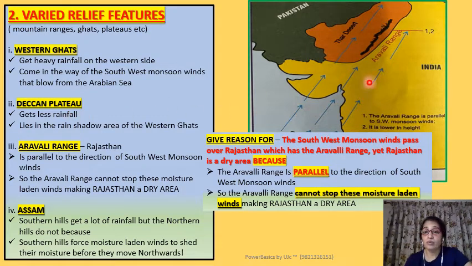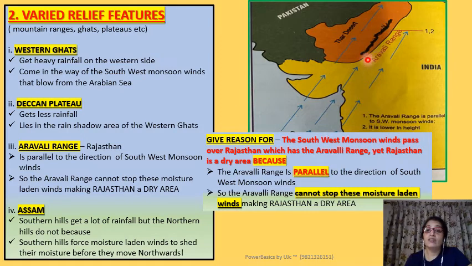The Deccan Plateau gets less rainfall. These are the Western Ghats. The windward side is where it's going to rain. The other side, the leeward side, is where there's no rainfall, and that's called the rain shadow area. So they get less rainfall because they lie in the rain shadow area of the Western Ghats. So the Deccan Plateau does not get rain.